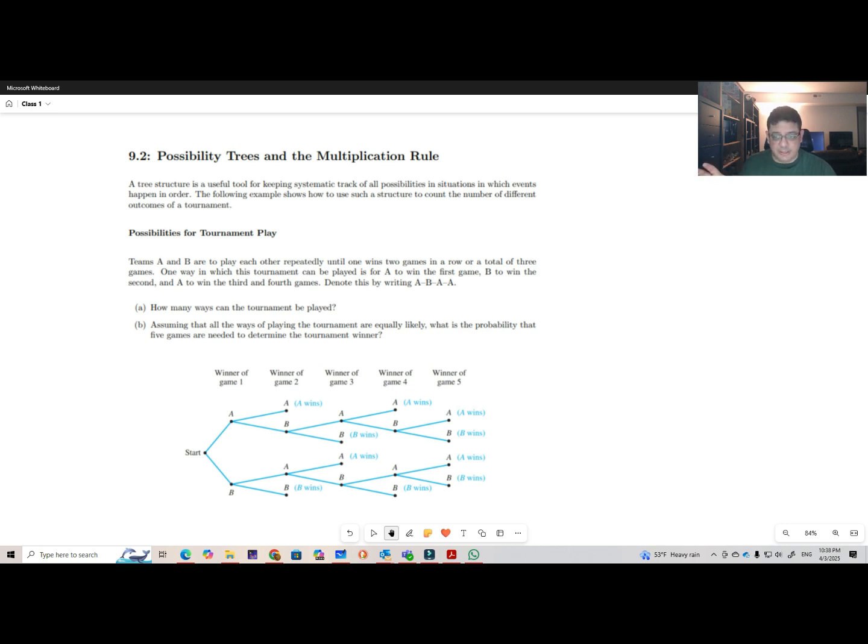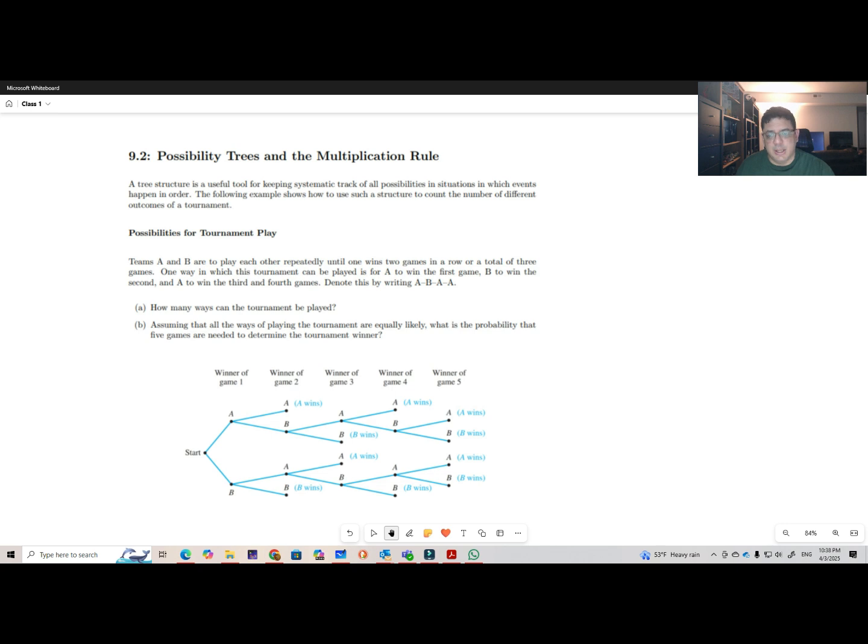We're going to have two teams that play each other repeatedly until one of them wins two games in a row, or until one of them wins three games in total. One way this tournament could play out is, let's assume A first wins the first game, but then B wins the second game. Then A finally wins the second game and the third game. That fulfills one of the conditions for completing the tournament, so we're done. We can denote that as A, B, A, A.